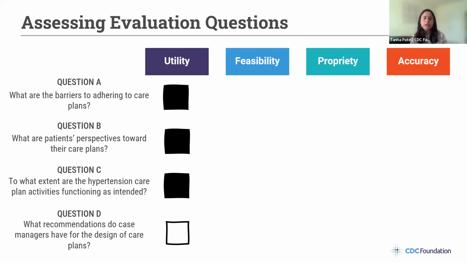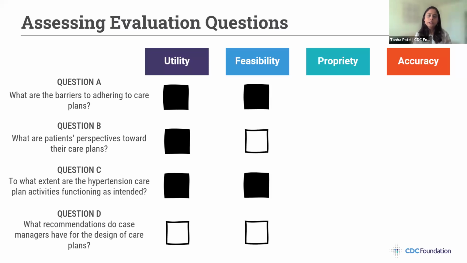The second question asked you which of the following questions are feasible to evaluate. Questions A and C are feasible right now because they're both focused on the activities that are happening now and can easily be answered by engaging the staff members, whether in surveys or just conversations.